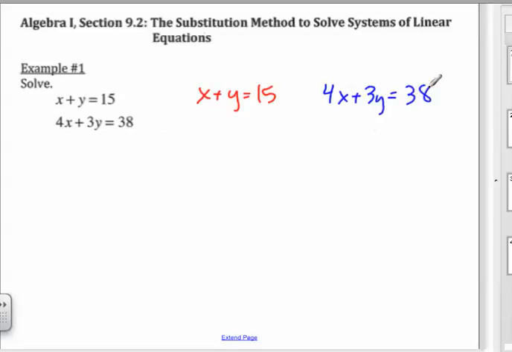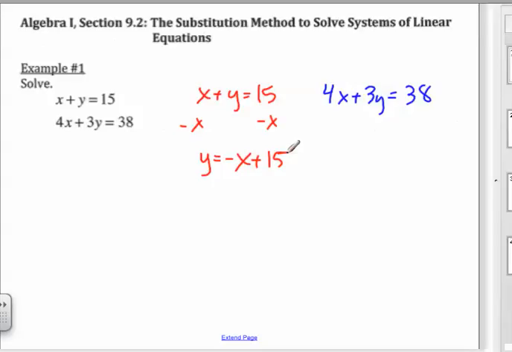We're going to put both of them in function form. Step one, put them in function form. I'll deal with the red one first. Subtract x, and I get y is equal to negative x plus 15. That's in function form.